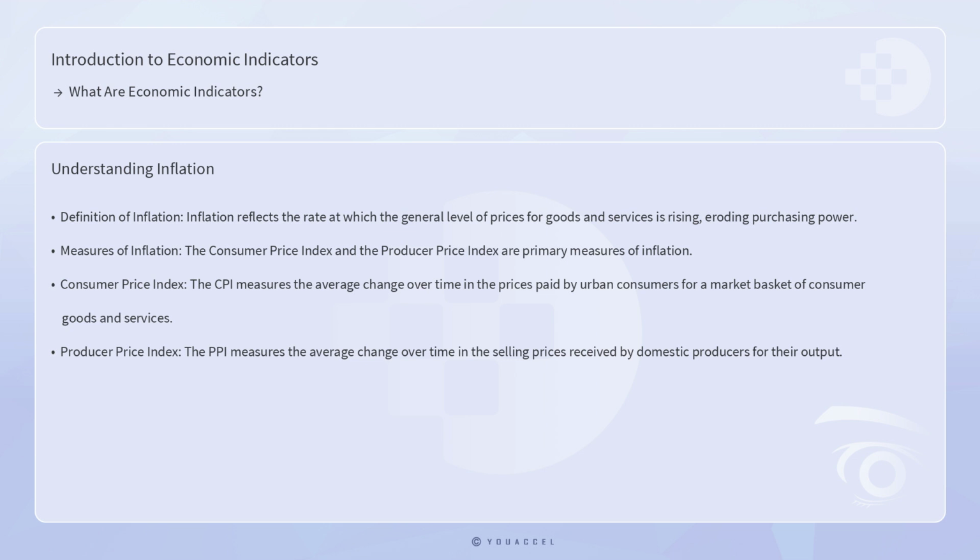consumer goods and services. For example, the U.S. CPI increased by 2.3% in 2019. The PPI measures the average change over time in the selling prices received by domestic producers for their output. Monitoring inflation is vital as it influences interest rates, wages, and the cost of living.